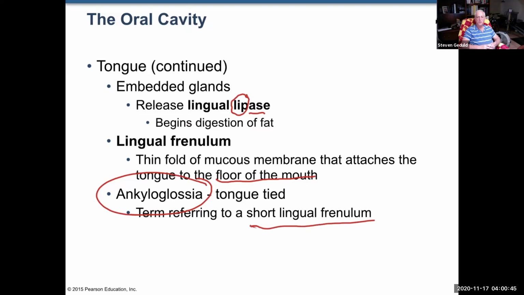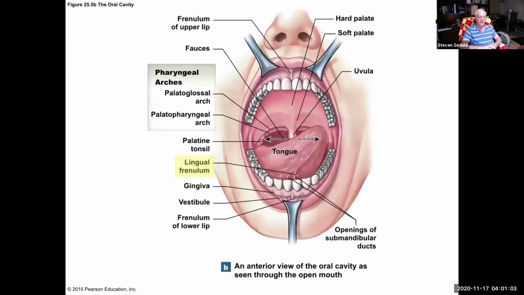There are lots of reasons you want your tongue to extend out of your mouth, like licking ice cream cones when you're eating. Your tongue has a lot of functions besides just digestion, and you want to be able to stick it out of your mouth. But this is tongue tied. This is your lingual frenum.